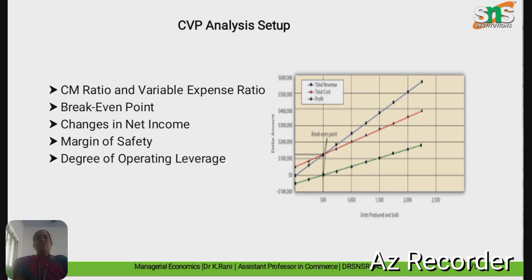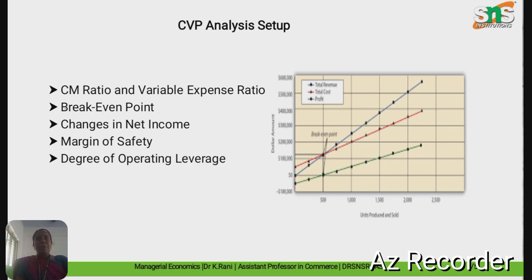CM ratio and variable expenses ratio. CM ratio and variable expenses ratio are numbers that companies generally want to see to get an idea of how significant variable costs are. CM ratio equals contribution margin by sales. Variable expenses ratio equals total variable cost by sales. A high CM ratio and low variable expenses ratio indicate a low level of variable cost incurred.